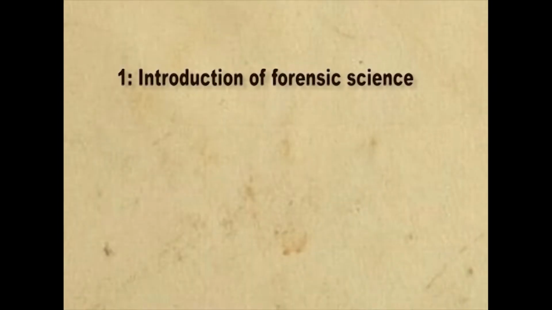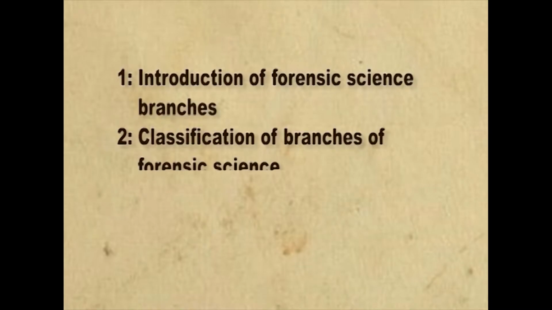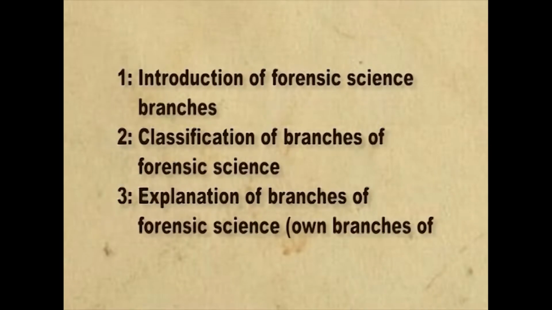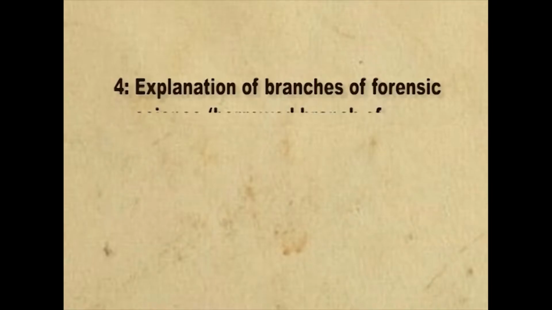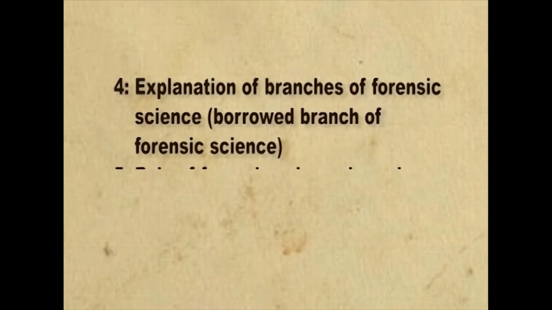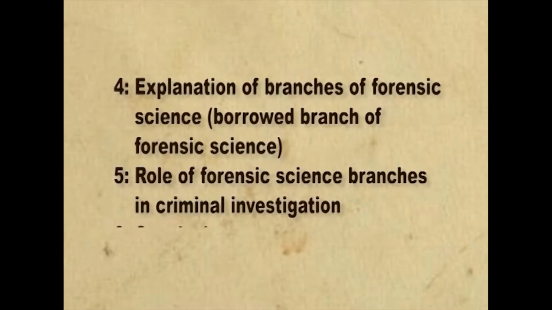So let's start our discussion by taking a look at what we are going to learn today. Today, in Module 1, we will see Introduction of Forensic Science Branches. Module 2 will be Classification of Branches of Forensic Science. Module 3 will be Explanation of Branches of Forensic Science. Module 4 will be Explanation of Branches of Forensic Science with respect to other sciences. Module 5 will be Role of Forensic Science Branches in Criminal Investigation, and finally, Module 6 will be our conclusion.